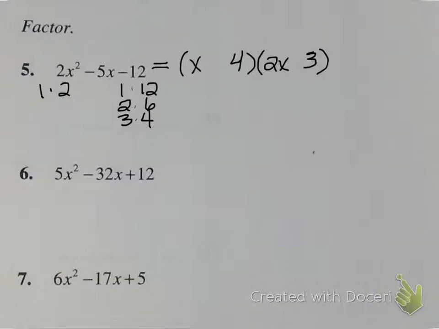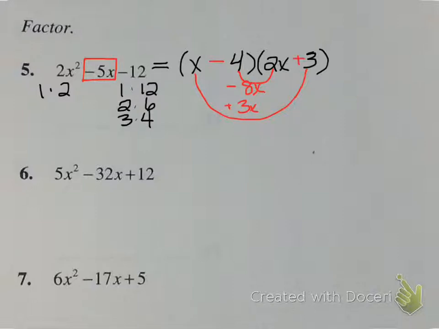This is where the guess and check part comes from, because we've guessed, and now we need to check to see if our outside terms and our inside terms combine for the negative 5x. So I have 3x and I have 8x, and I can get a negative 5 if my 8 is negative and my 3 is positive. So the negative would go here and the positive goes here.